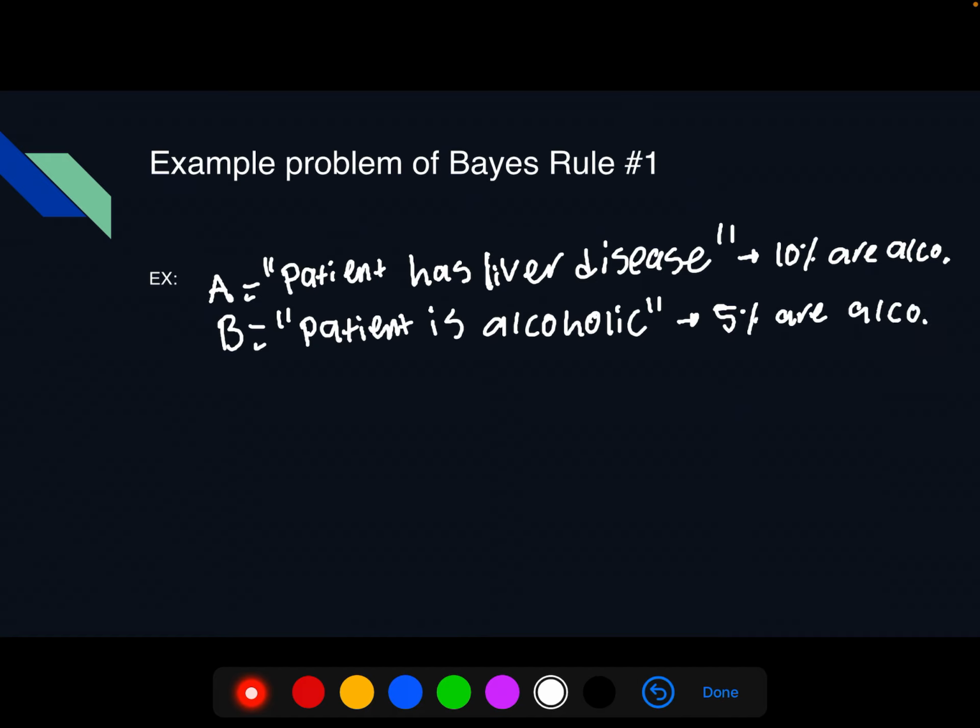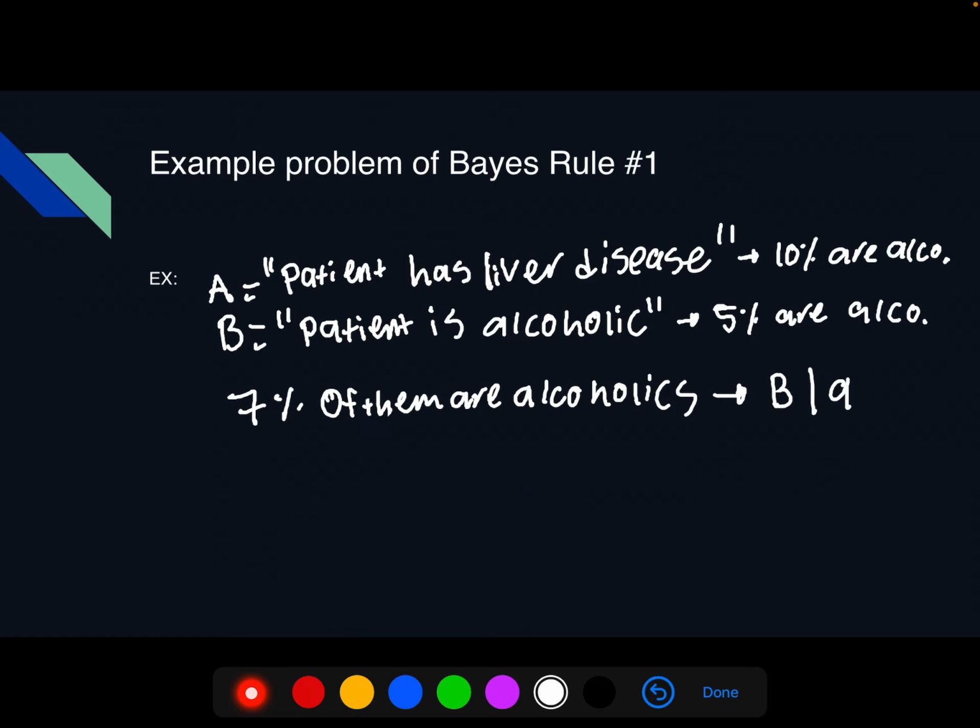So we might know that among those patients with liver disease, 7% of them are alcoholics. So that is going to be the event B line A. So the probability of event B, which is that the patient is alcoholic, given that they have liver disease, is 7%.